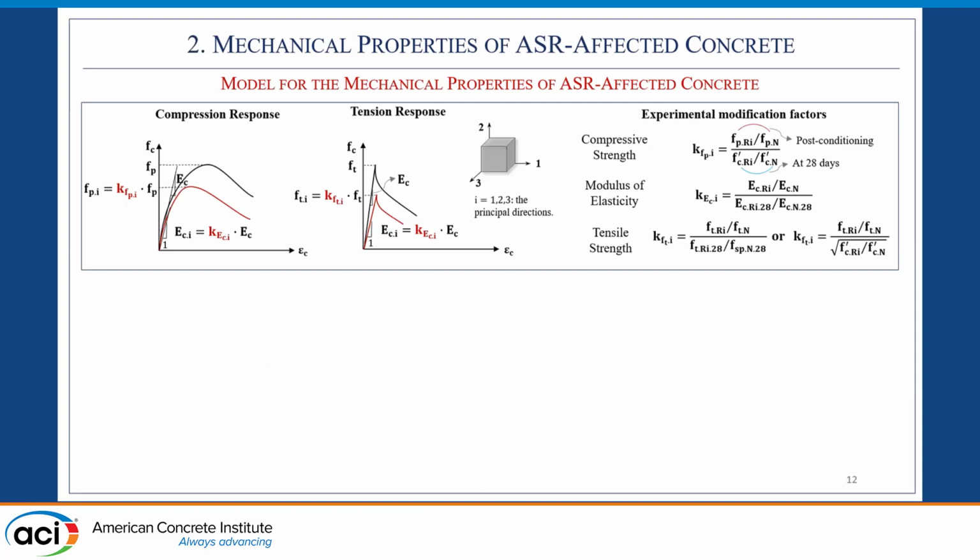And the way in which we calculated these modification factors was as the ratio of the mechanical properties of the reactive concrete to the mechanical properties of the non-reactive concrete, normalized to this initial difference at 28 days for each one of those properties.